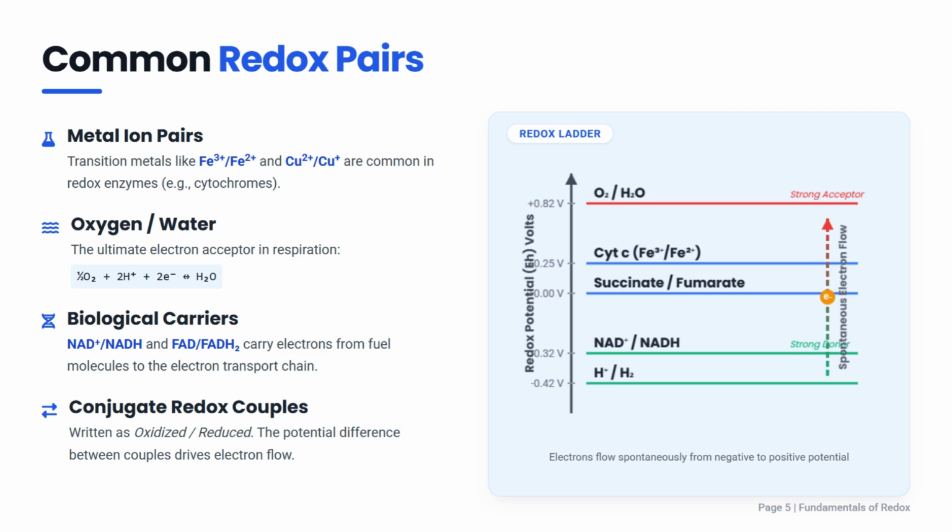To visualize this, imagine a redox ladder. At the top, with a high redox potential around 0.82 volts, we have the O2/H2O pair, a strong acceptor. Further down the ladder, we have pairs like cytochrome C, succinate/fumarate, and NAD+/NADH with potentials around 0.25, 0.004, and -0.32 volts respectively. At the very bottom, around -0.42 volts, we have the H+/H2 pair. The key takeaway is that electrons flow spontaneously from a negative potential to a more positive one.